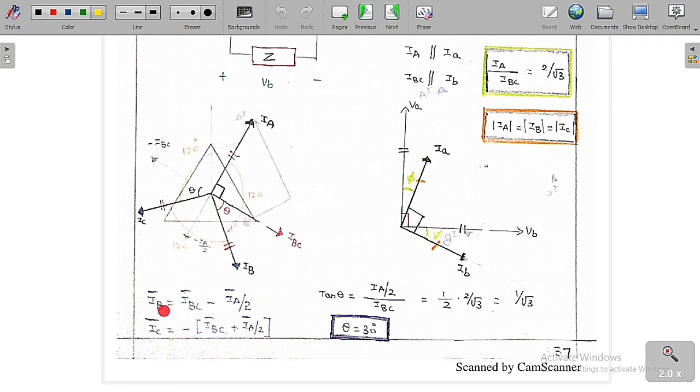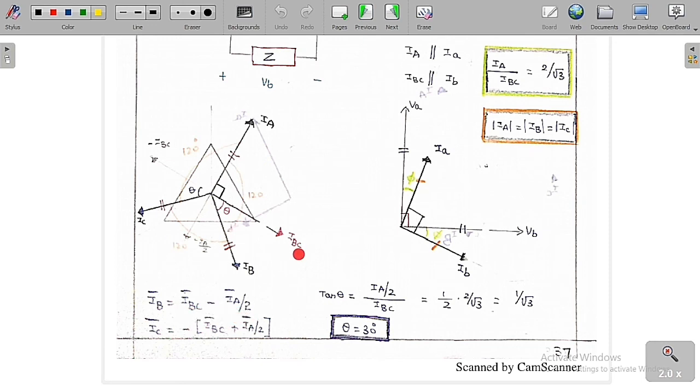What is the value of net current IB? IB is equal to IBC minus IA by 2. So what is the net current in the winding from the terminal? IB is nothing but IBC minus IA by 2. Now you know the value of IA. So IB is equal to IBC minus IA by 2.